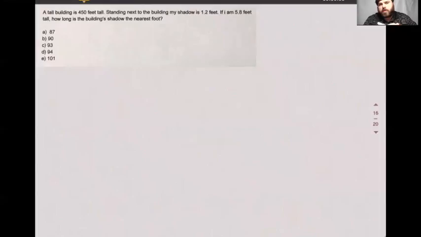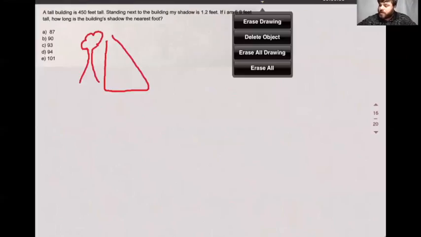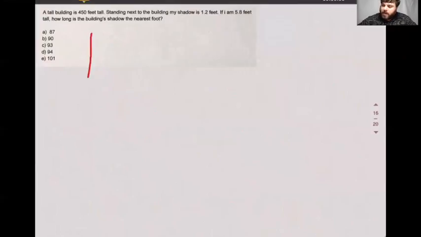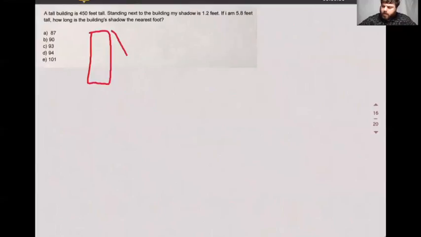All right, so we're talking about shadows. Basically, what happens is we build this diagram, right? It's not a tree, it's a building. I'm so used to seeing trees in these ones. So we have a building, and it casts a shadow here. The shadow, we don't know, we're trying to find it, but we know the building is 450 feet tall. And then you've got this other triangle of this person.